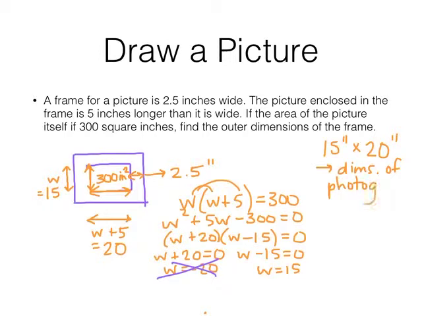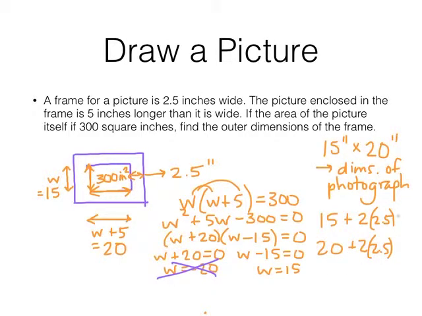So how do I now find the dimensions of the frame itself, the outer frame? Well, go back and review here. Recall that we had a 2.5-inch width frame all the way around. So that means we want to take each of our dimensions, 15 and 20, and we need to add 2 times that width. Because you've got that width on the top and the bottom. You've got it top and bottom, so that's 2 of those being added to the width of the photograph, and the edge, 2 of them being added to the length of the photograph.